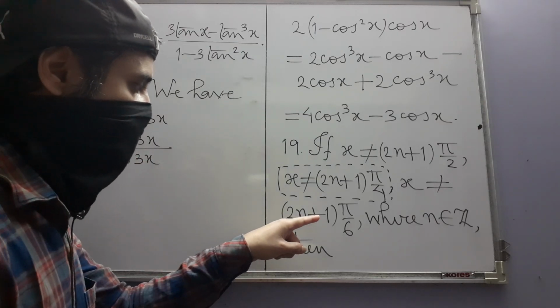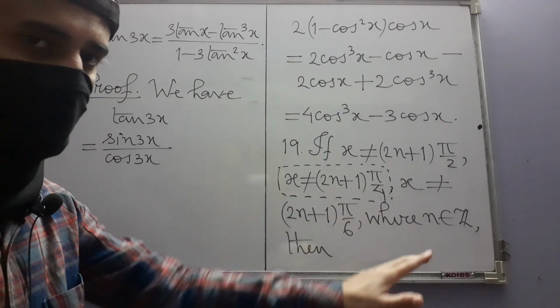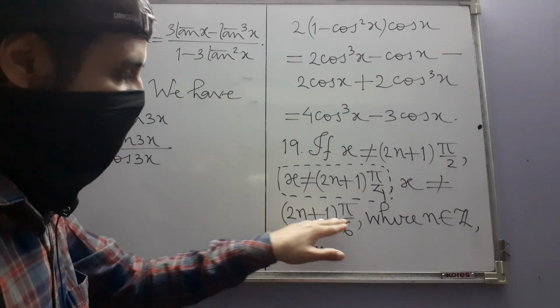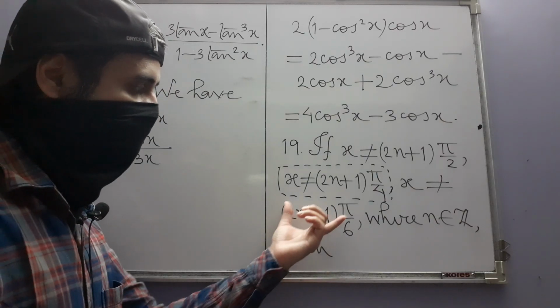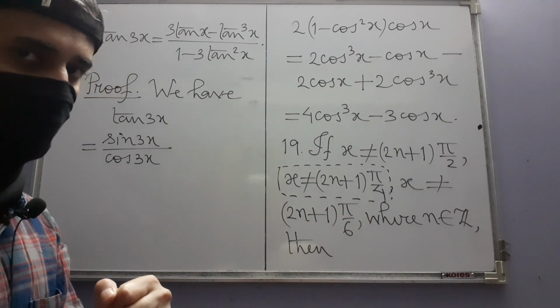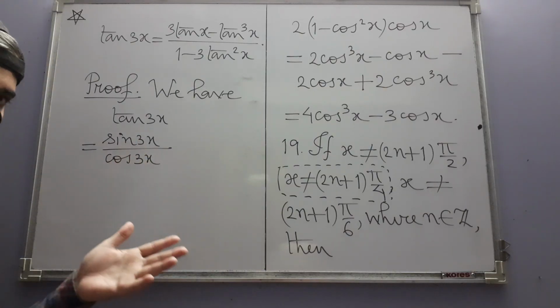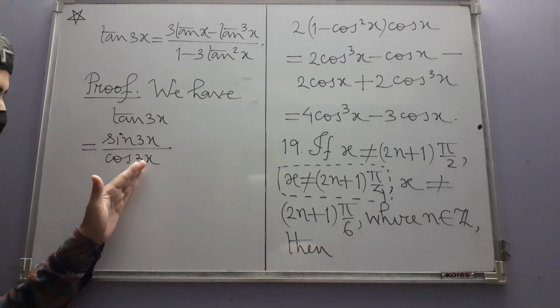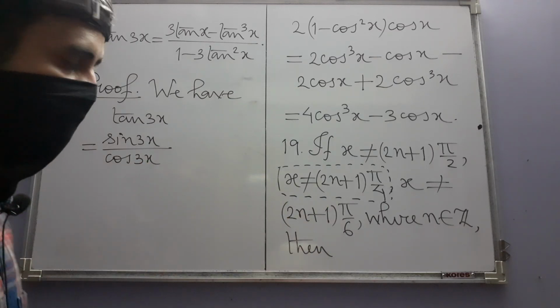If x is this, it's given that x is not this, but had x been any such value, 3x would have been an odd multiple of pi over 2. That would make cos 3x 0. But that problem is not present here because of this condition. Alright.